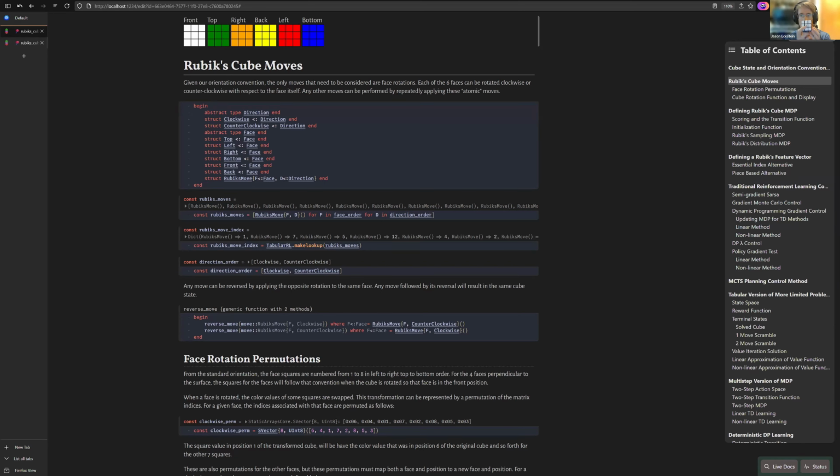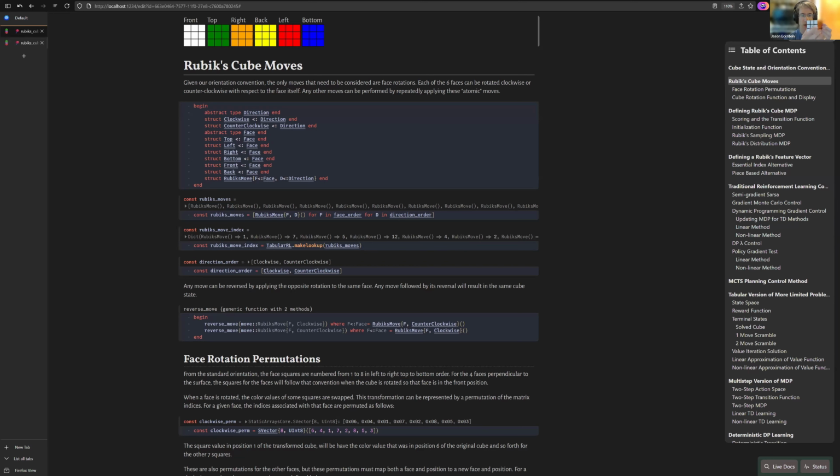So I'm only going to consider 12 total moves that can be made. And those just correspond to selecting a face, like in this case, the front face, and rotating it either clockwise or counterclockwise, right? So then everything you do to the cube can be represented as a move like that.